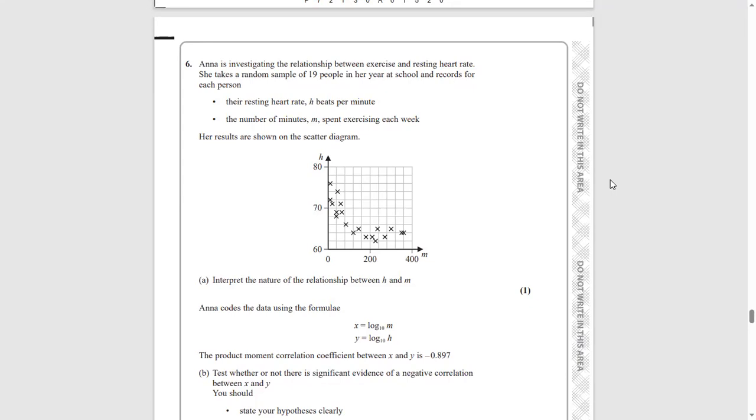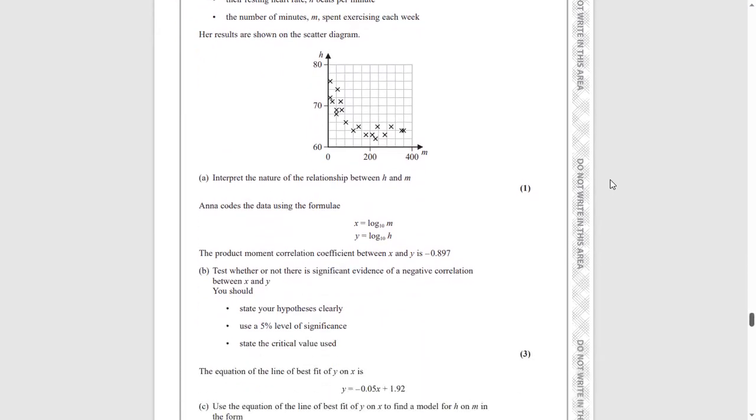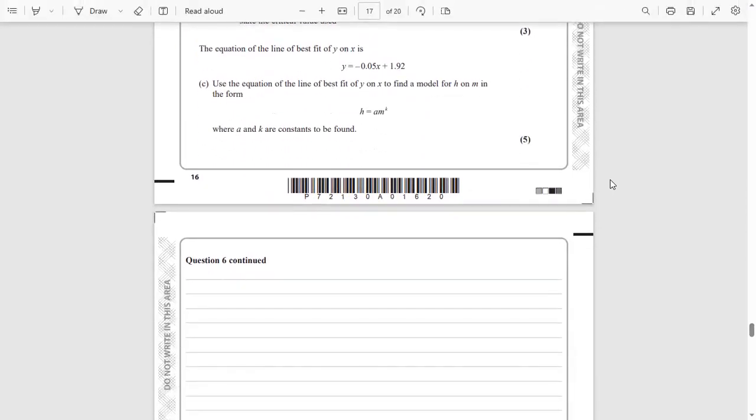So we've got to interpret the nature of the relationship between h and m. As we can see from the graph here, we've got a negative correlation, don't we? As the minutes of exercise increase, the resting heart rate seems to decrease. So that's a negative correlation. So with part A of the question, we just want to say negative correlation.